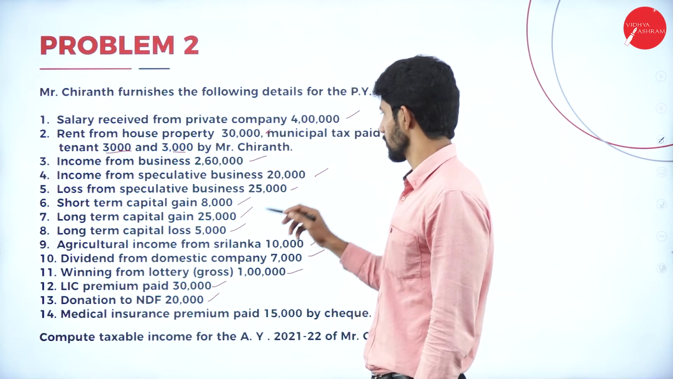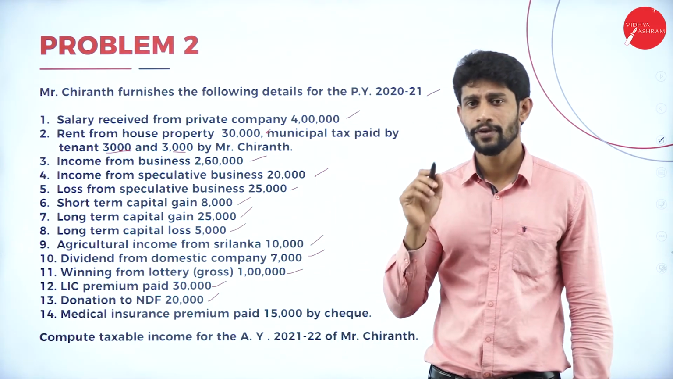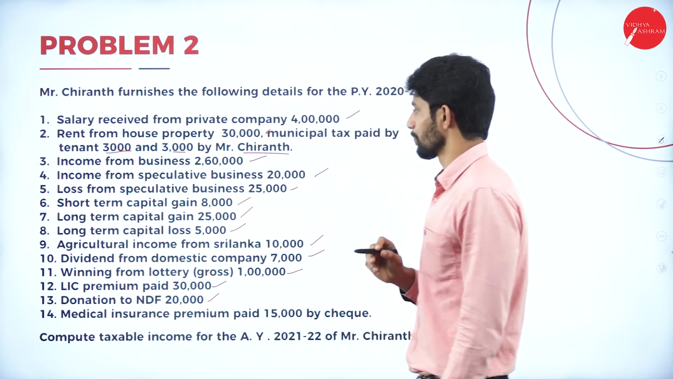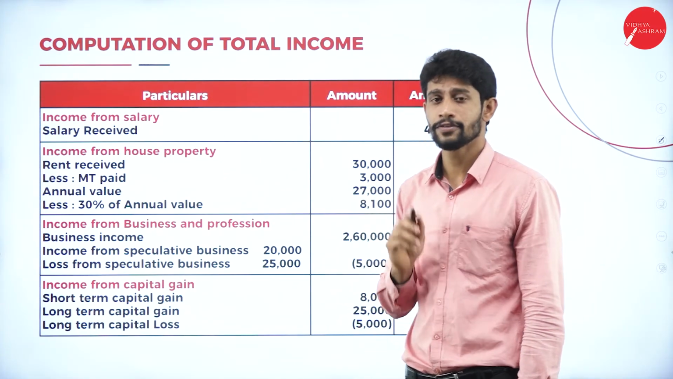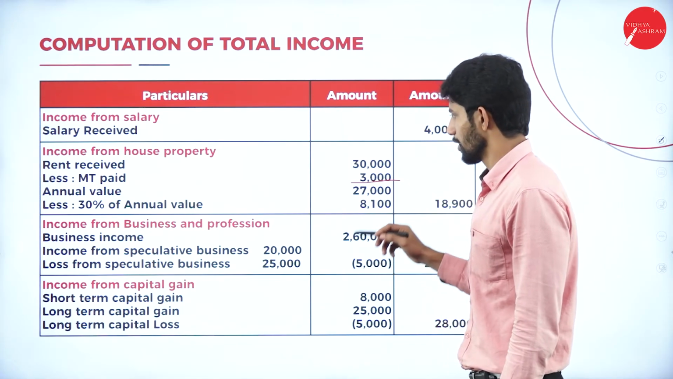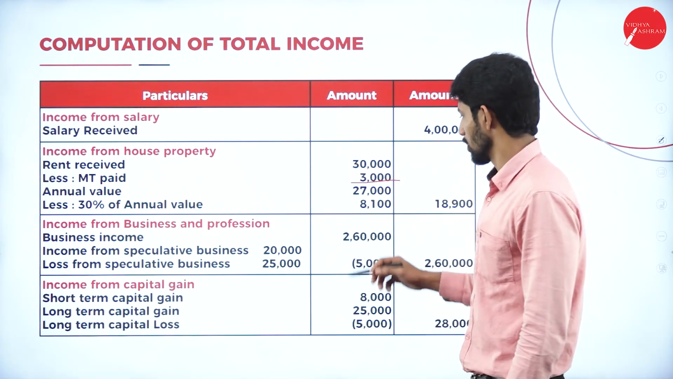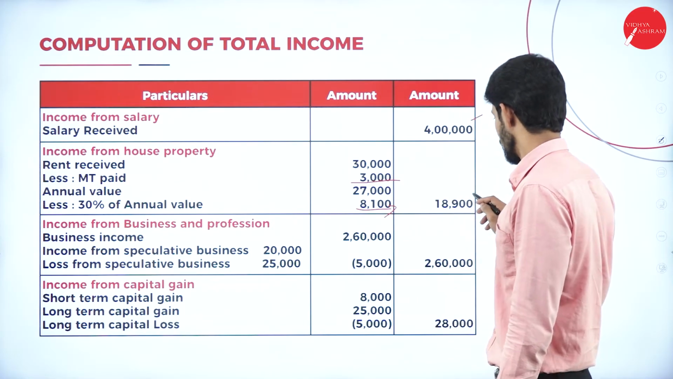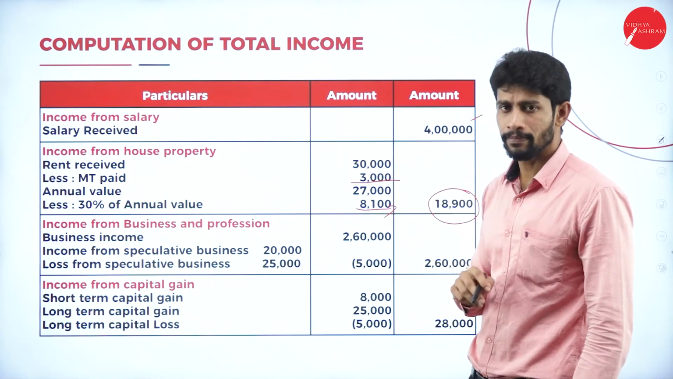rent received 30,000 and municipal tax paid by tenant 3,000 and 3,000 by Mr. Chiran. So always we are supposed to consider the municipal tax paid by the owner, that is by Mr. Chiran. So rent received 30,000 less municipal tax paid by Chiran is rupees 3,000. So deduct the 3,000, you will get balance of 27,000. So on 27,000, compute 30% standard deduction value. So you will get 8,100. So if you deduct 8,100 from 27,000, the balance you will get is 18,900. So this balance is called income from house property.